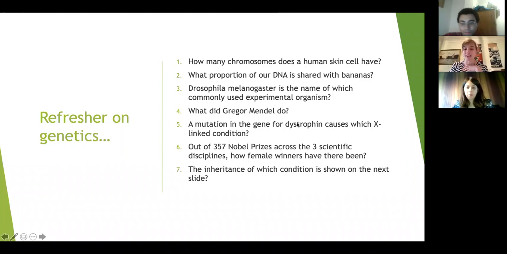Right, dystrophin. Do we know which X-linked condition that's associated with? This one is quite hard. I had to put in some hard ones because, you know, we can't have them all as how many chromosomes does a human skin cell have? So dystrophin, I think some of you may kick yourselves. Not Down syndrome, so it's associated with Duchenne's muscular dystrophy.